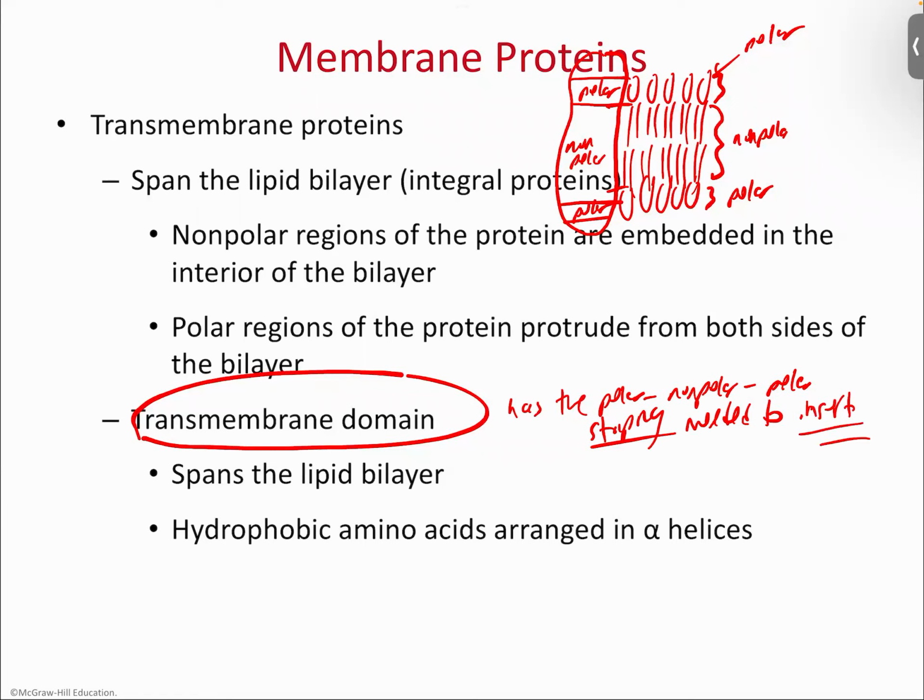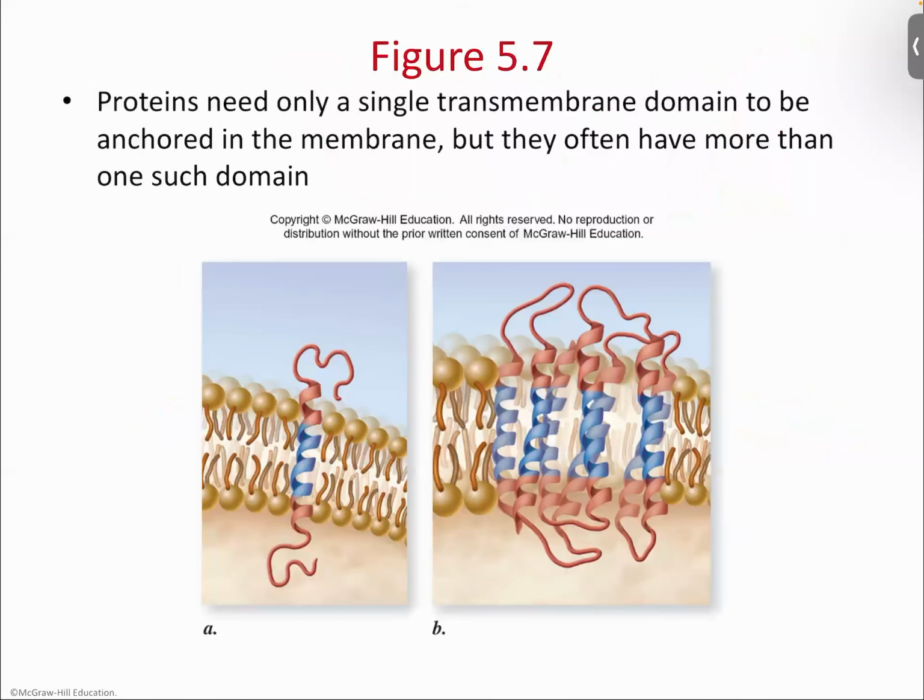So when you take a look at this transmembrane domain, every single inserted or integrated protein has this. That's the reason why I call integral proteins transmembrane proteins, because they all have this transmembrane domain to them. So here's what it looks like. Here you can see an alpha helix in this particular case.